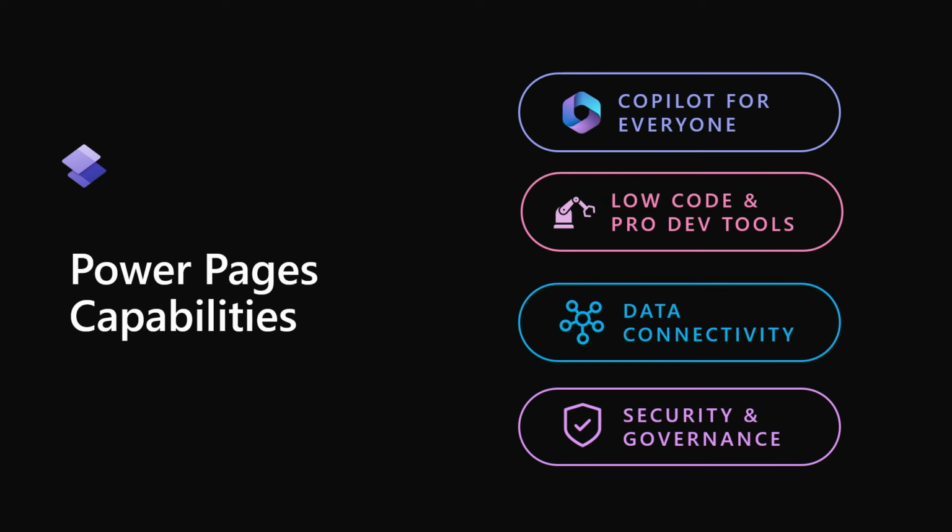Let's now review 4 broad segments of Power Pages capabilities. 1. Copilot for everyone, including makers and website visitors. Second, low-code and pro-dev tools to create and customize sites. Third, rich data connectivity options with external line of business data sources. And fourth, security and governance at scale.